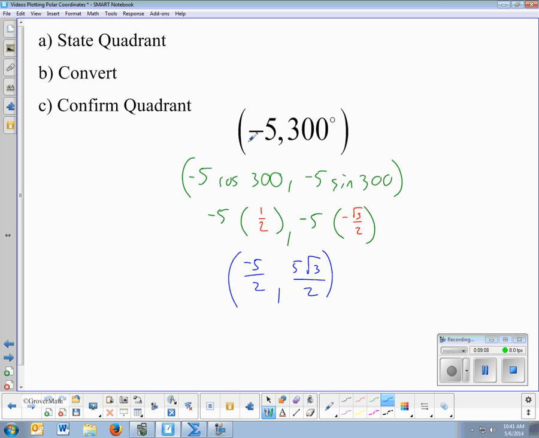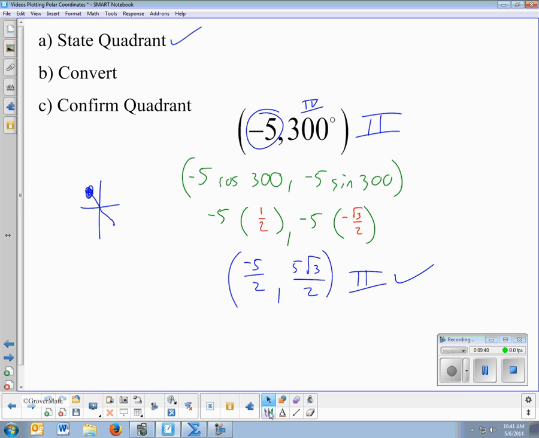And just like in the last example, I forgot to do step A. So what quadrant are we in? And this one's actually a little tricky because this 300 makes you think you're in quadrant 4. However, we're not. Because, remember, when r is negative, you end up in the opposite quadrant. So if I think I'm in quadrant 4, that negative r makes me shoot over and actually end up in quadrant 2. So this is really in quadrant 2, which is confirmed by having a negative x, positive y. So the quadrants are really helpful for confirming your answer, but you've got to make sure that you get the first quadrant correct, stating the quadrant to begin with.